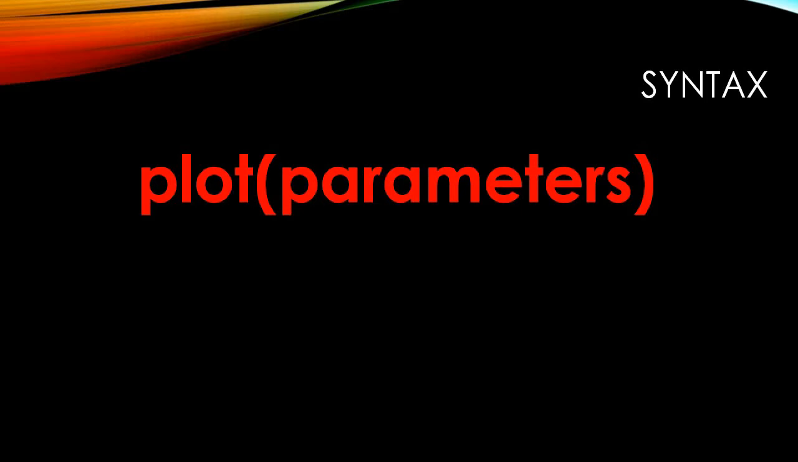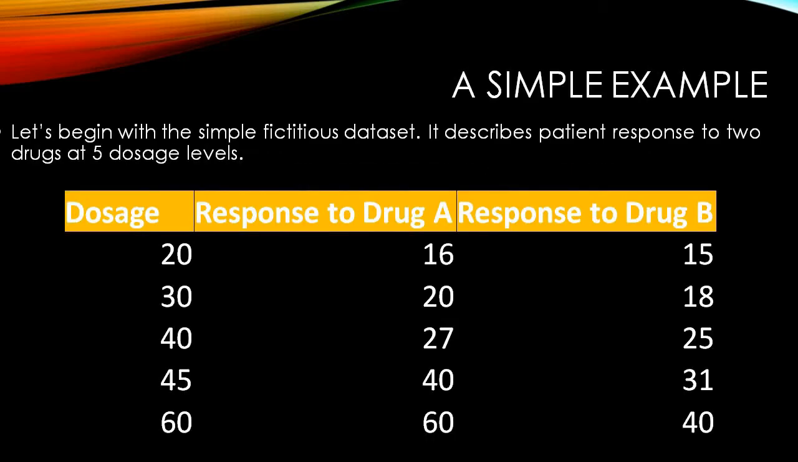The basic syntax for plotting a line graph is just the basic plot, and you have various parameters within the brackets. Let's understand how to build. This is a simple example. Let us say I have a fictitious data set and it describes the patient's response to two drugs at five dosage levels. I have the dosage levels 20, 30, 40, 45, and 60, and I have the various responses to drug A and the various responses to drug B. Now let's see how to build the parameters before getting into the R software.